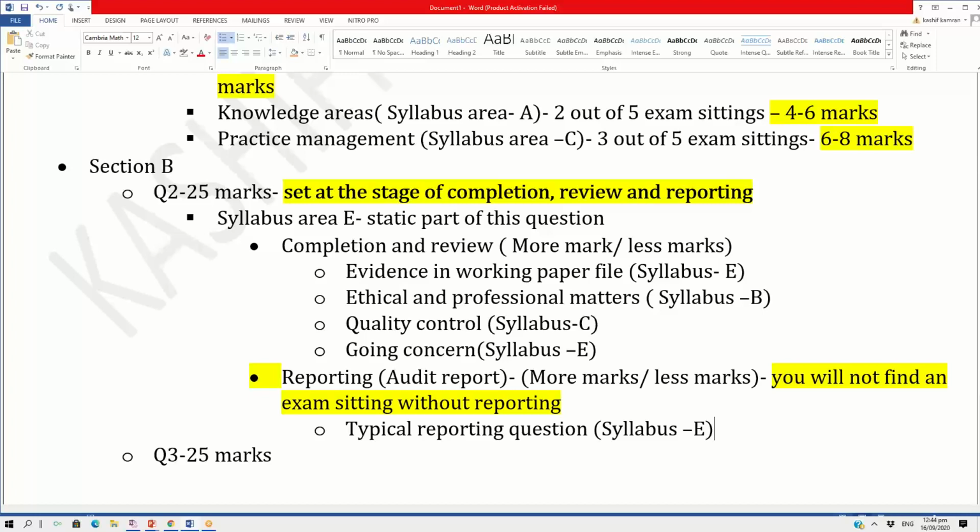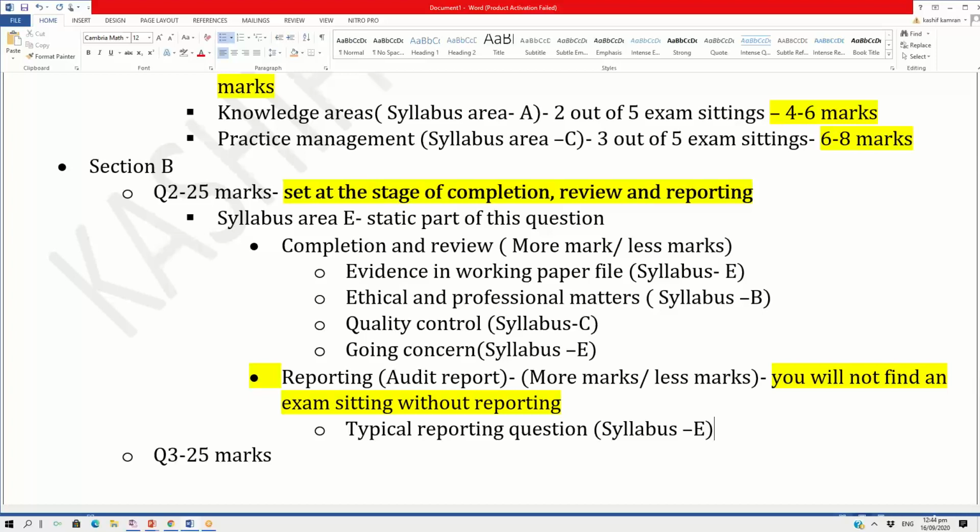but at least there is a definition of question number 2. Question number 2 is set at the stage of completion, review, and reporting. So you will only get those things in question 2 which belong to completion of the audit, review of the audit, and reporting of the audit. You will not get anything in question number 2 which does not belong to completion, review, and reporting.